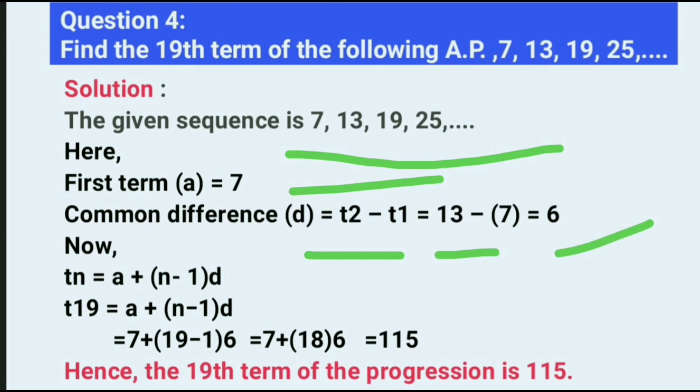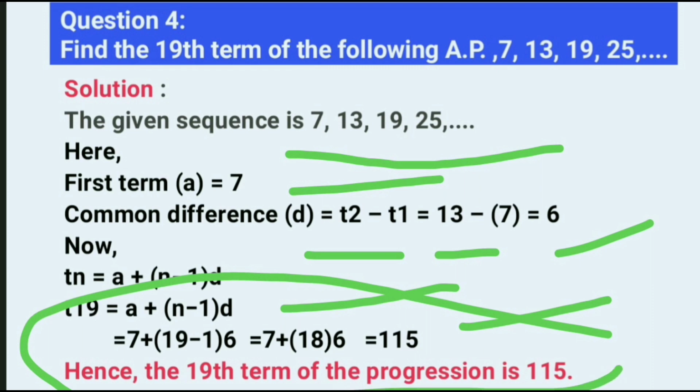Now Tn is equal to A plus n minus 1 into D. So 19th term, that is T19, is equal to A plus n minus 1 into D. So A is 7, n is 19 and D is 6. So 7 plus 19 minus 1 into 6 equal to 7 plus 18 into 6 is equal to 115. Hence, solution लिखेंगे the 19th term of this progression is 115.